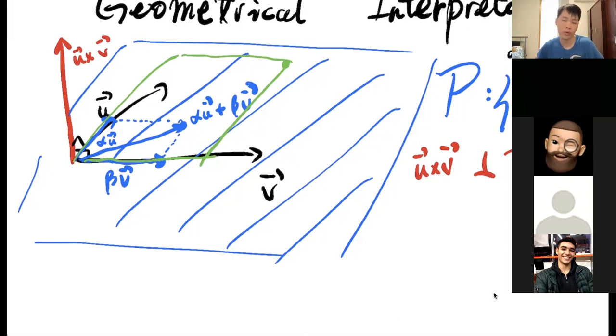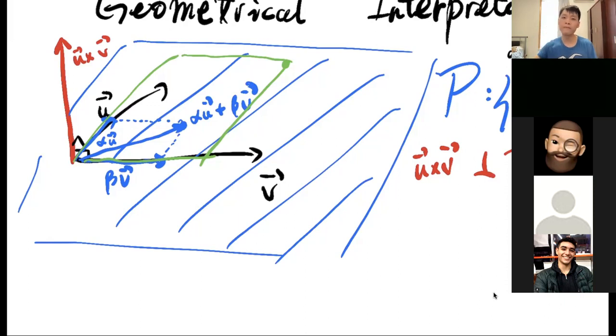Basically, R2 also works fine, but in R2 the cross product only returns a vector in the z direction. You can see why: two vectors in the xy plane, and the only vector perpendicular to the xy plane is along the z-axis. So you just end up with a vector that has to exist in R3. Okay.